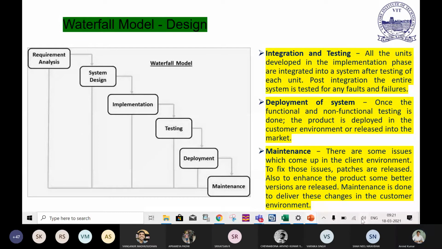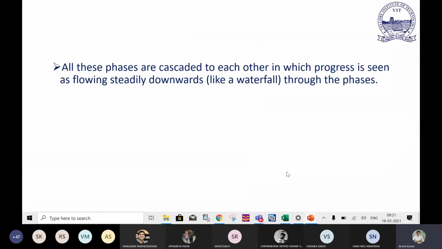Okay, fine. So these phases in the waterfall model are cascaded. You know what is cascaded? Same meaning as cascaded amplifier, which you have studied. The output of one phase enters into the input of the next phase. There is a difference between cascaded and parallel, you know very well.